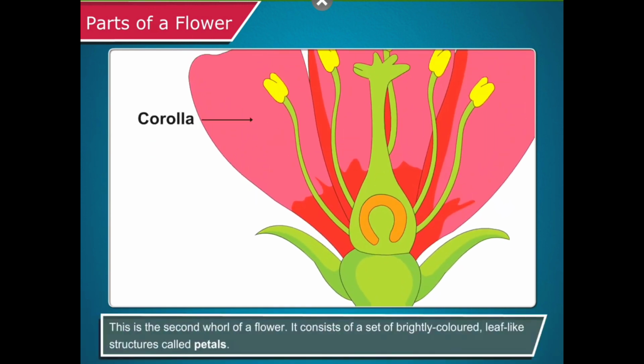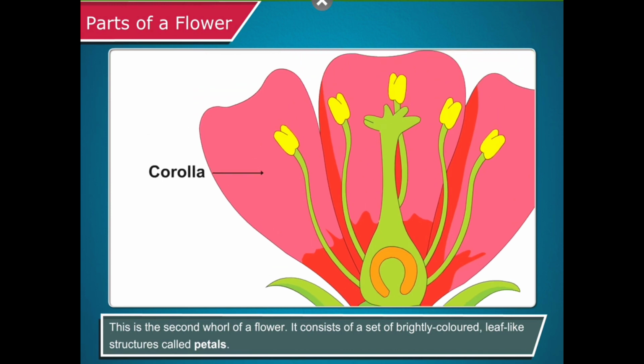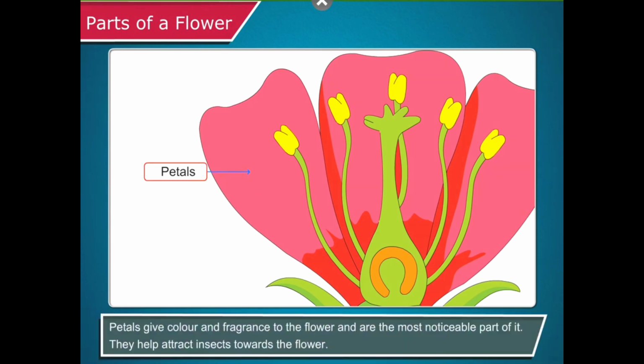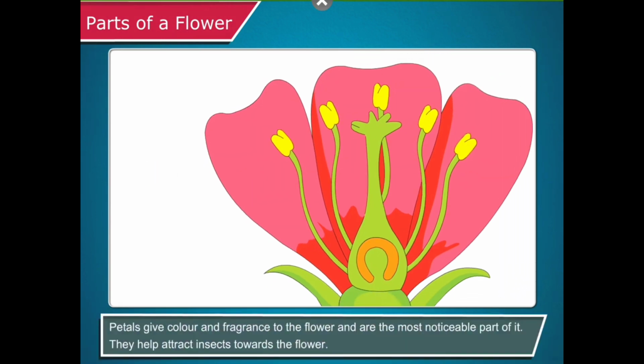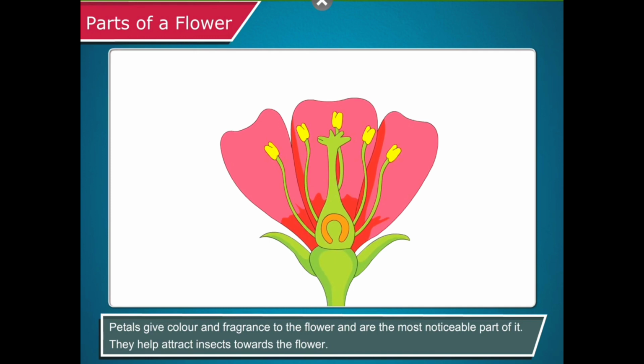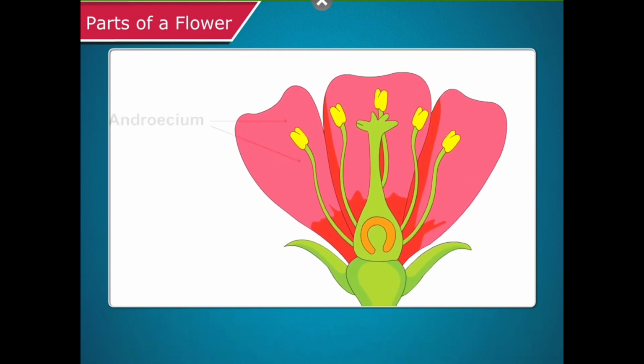Corolla. This is the second whorl of a flower. It consists of a set of brightly colored leaf-like structures called petals. Petals give color and fragrance to the flower and are the most noticeable part of it. They help to attract insects towards the flower.